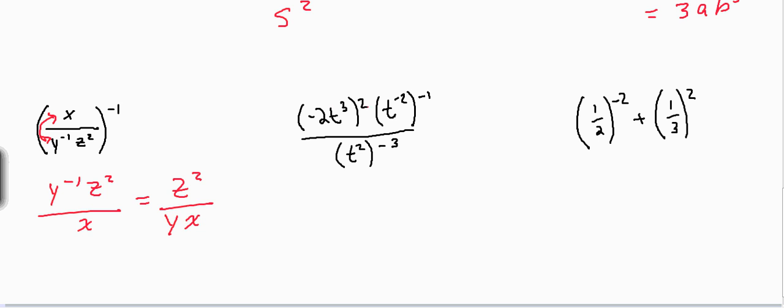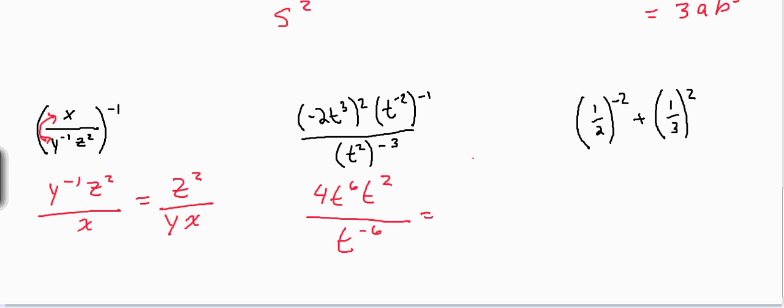Here I want to distribute my powers and then see what happens. So I'm going to distribute 2 to negative 2, which would be 4. And then I have t, 3 times 2 is 6. And here I have t, times negative 2 times negative 1 is positive 2. And then I have t, 2 times negative 3 is negative 6.